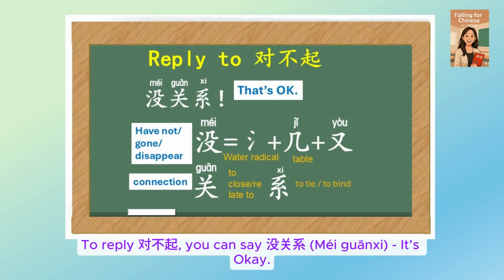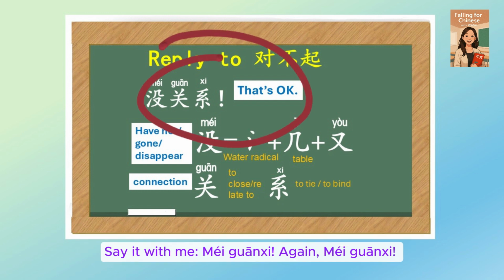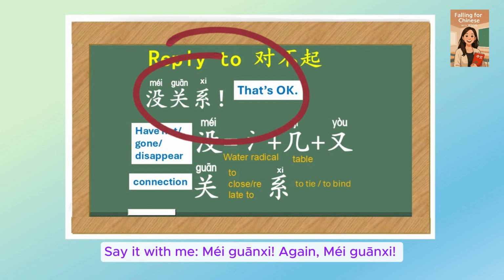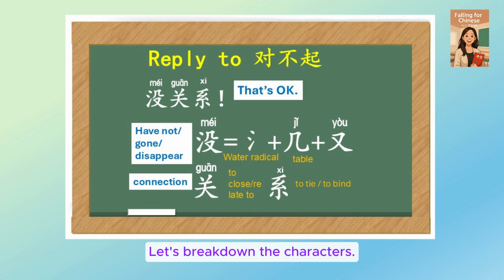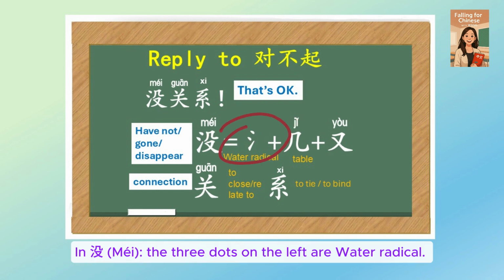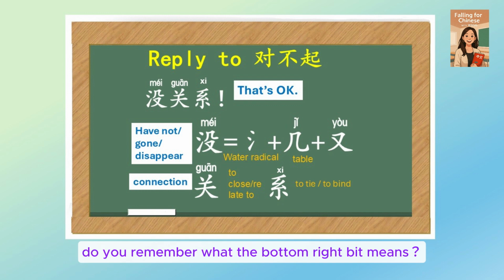To reply 对不起, you can say 没关系, it's okay. Say it with me. 没关系. Again, 没关系. Let's break down the characters. In 没, the three dots on the left are water radical. Do you remember what the bottom right bit means?